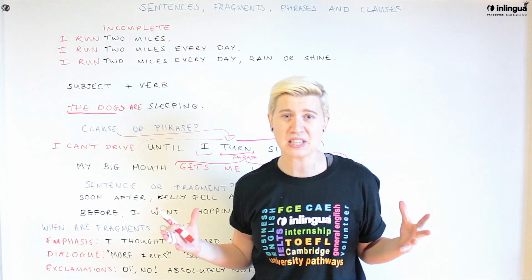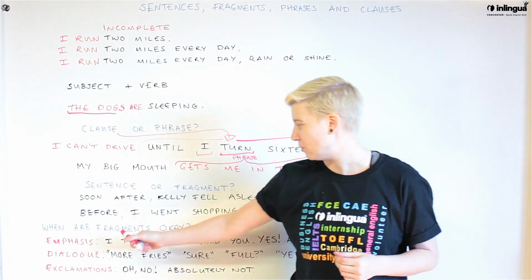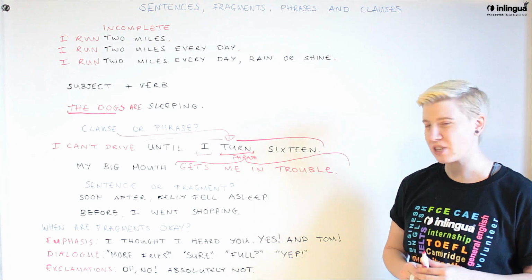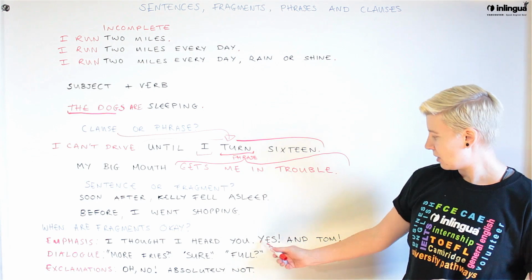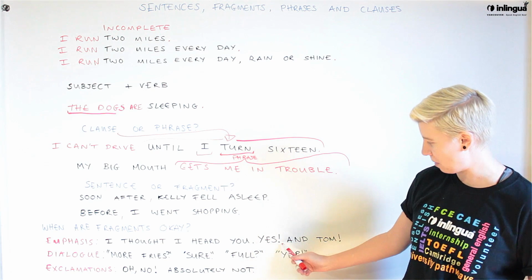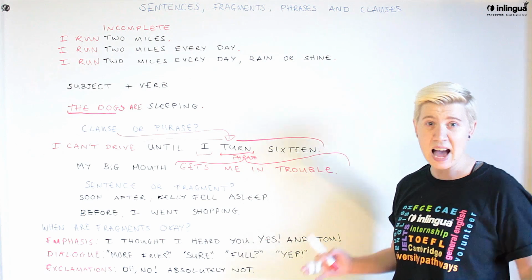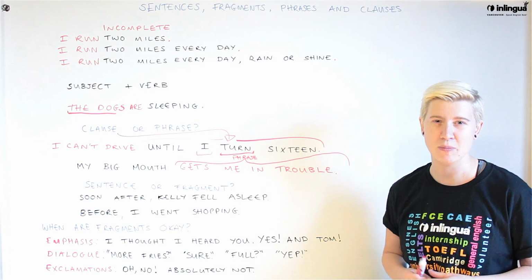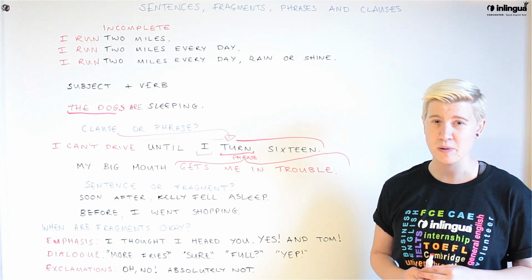For emphasis, when we want to exaggerate something, we often use a fragment. I thought I heard you. Yes! And Tom! This is not a full sentence. But we have punctuation as though they are full sentences. Yes! Is not a sentence. There's no information. And Tom! It's not a sentence. There's no information.